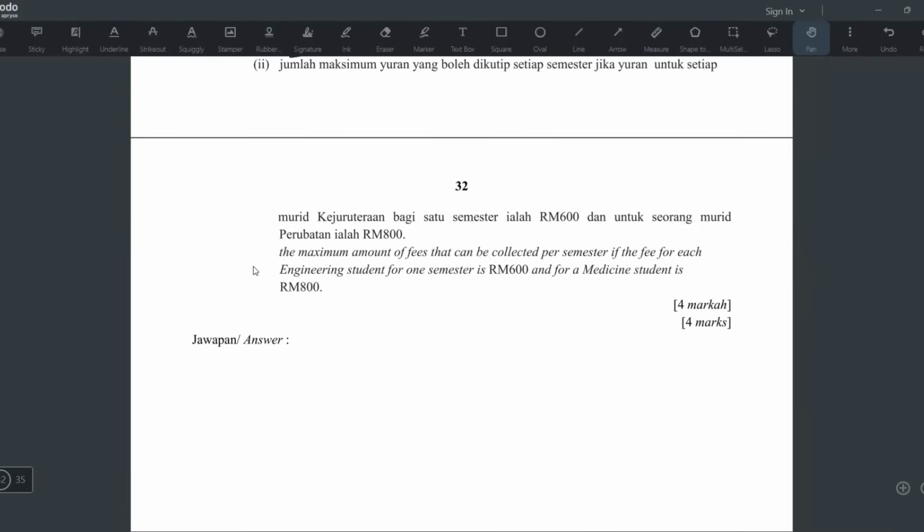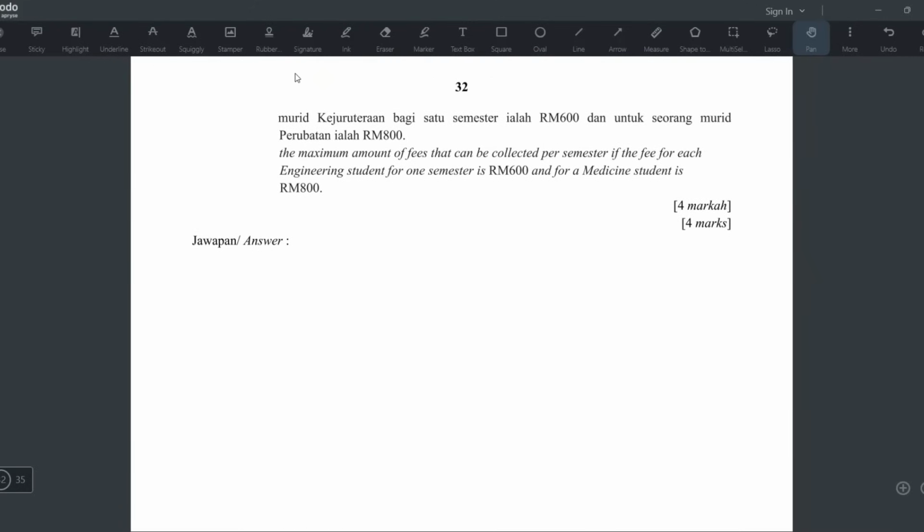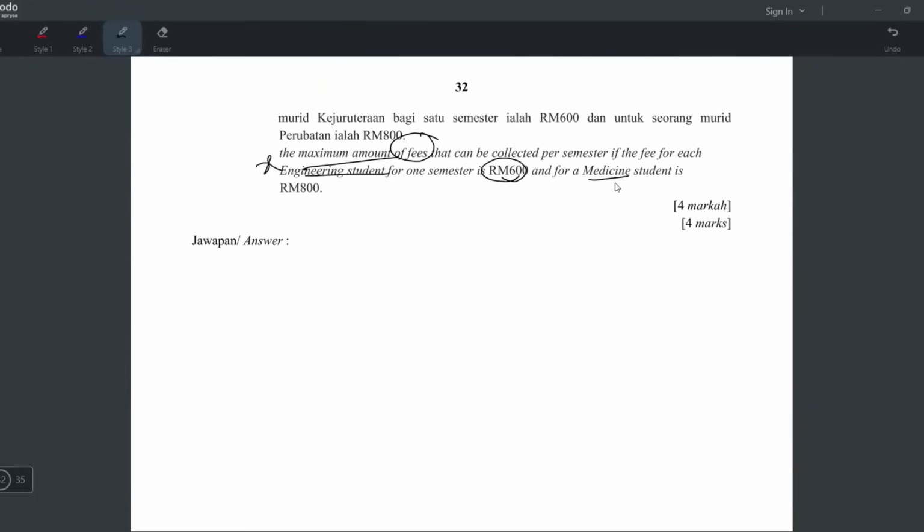Now let's do number 2. I'll do it down here. Find the maximum amount of fees that can be collected per semester if the fee for each engineering student, X, is 600, and for medicine, Y, is 800. They want to find the maximum amount of fees. You will write total fees first.